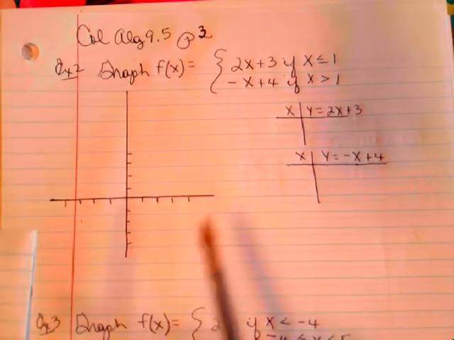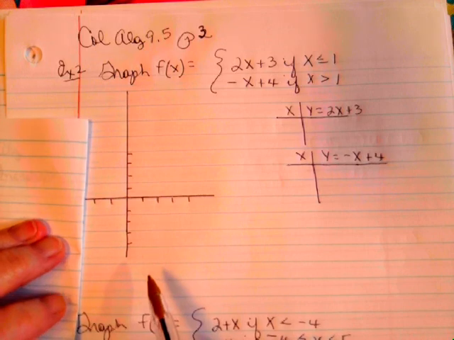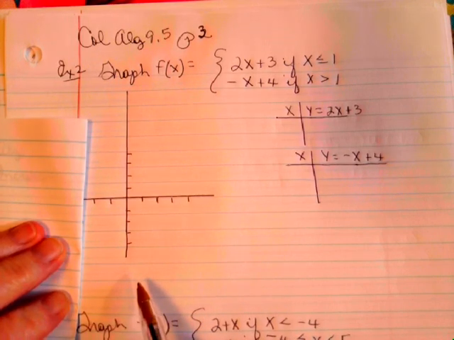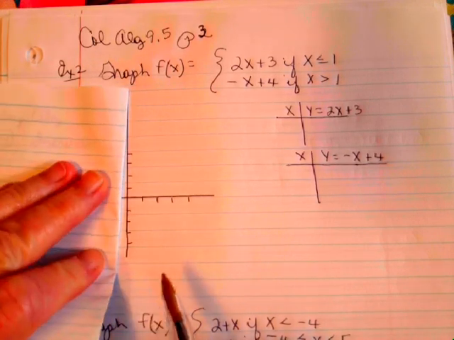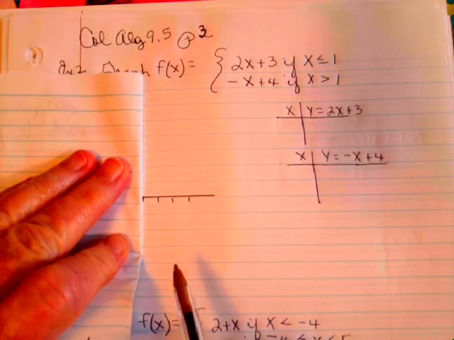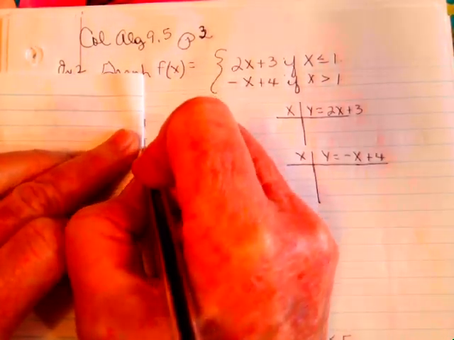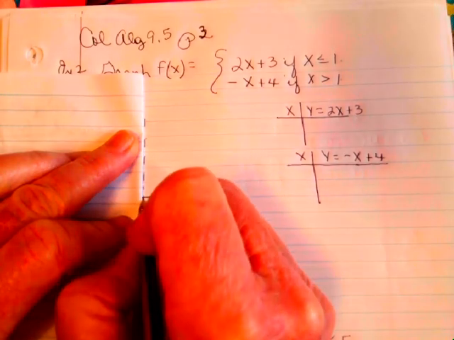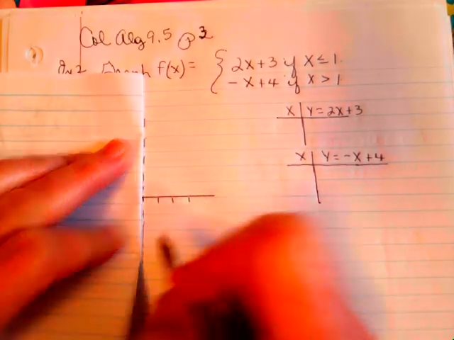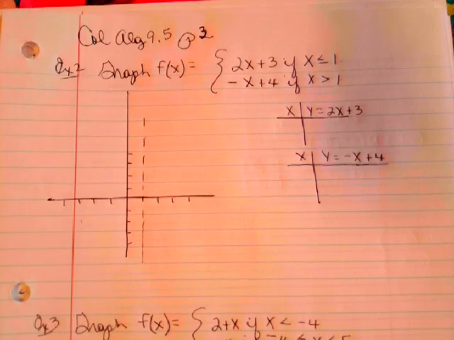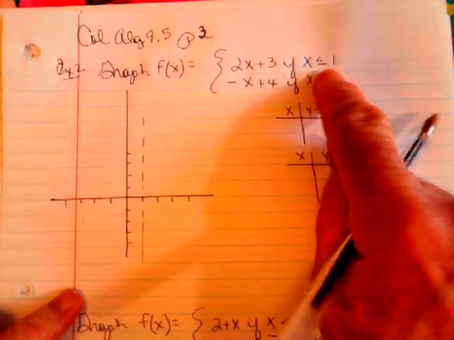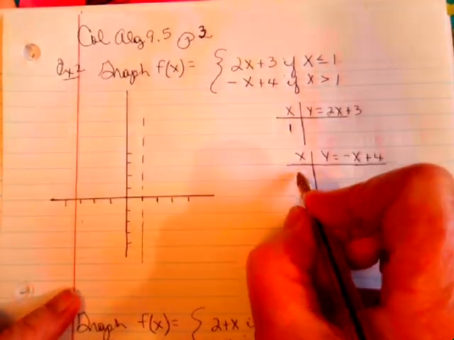And on these two tables, make a vertical line at your boundary. Your boundary is x equals 1. I'm getting that from right here. So on my coordinate axis, I'm making a boundary at x equals 1. I start with 1 on both tables.